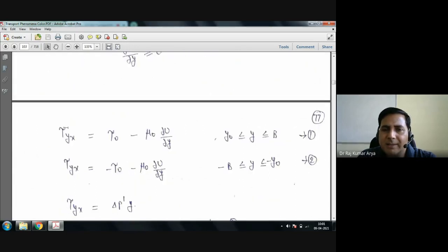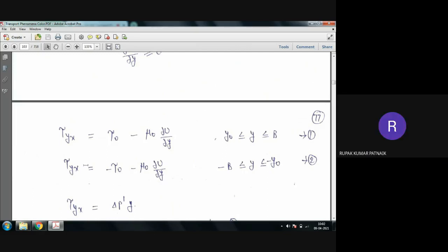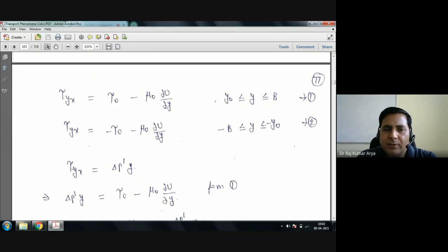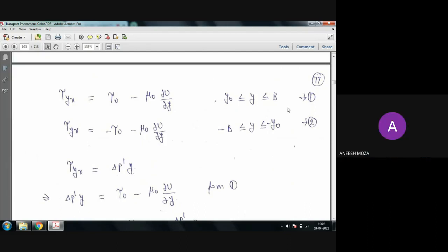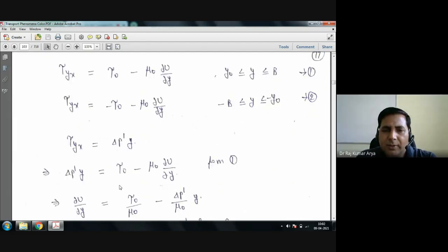Now your shear stress relationship is this: tau yx equal to tau naught minus mu naught del u upon del y, if you are going to the plus side. Tau yx equal to minus tau naught minus mu naught del u upon del y, if you are going to the minus side. Fine. Now the relationship for your shear stress which we got from the momentum balance is tau yx equal to delta p dash y. Correct?